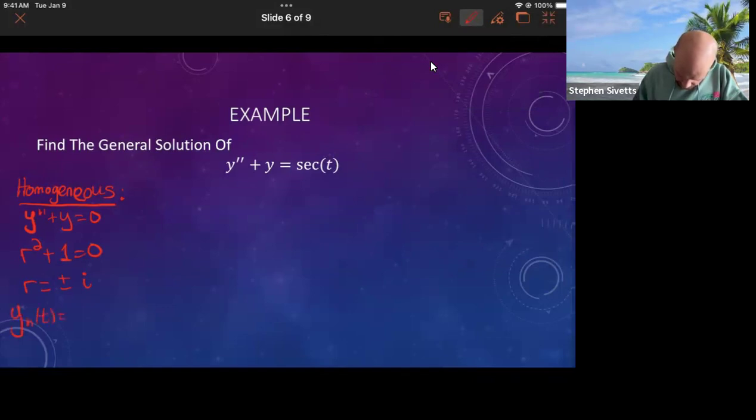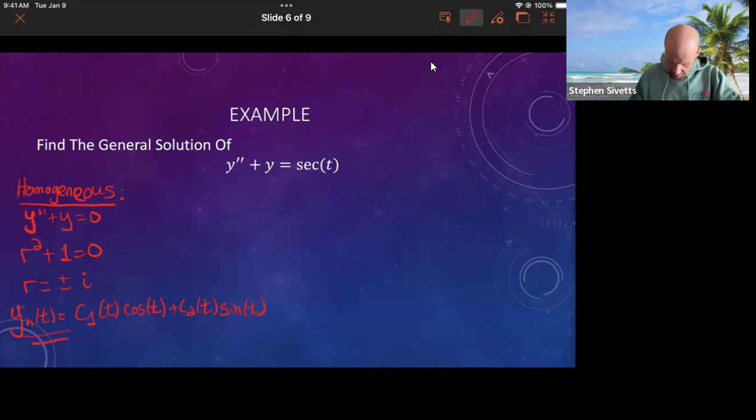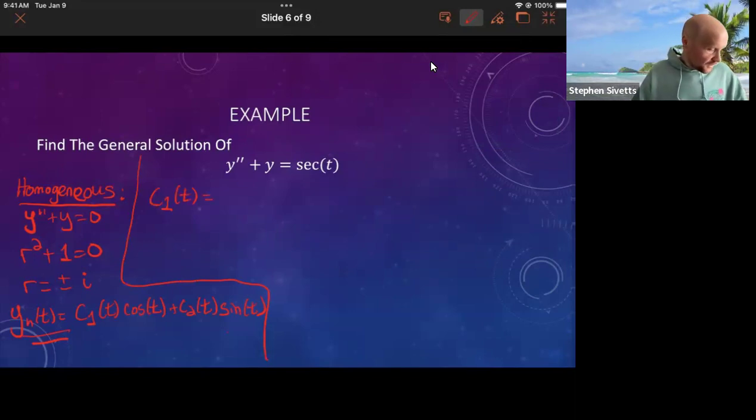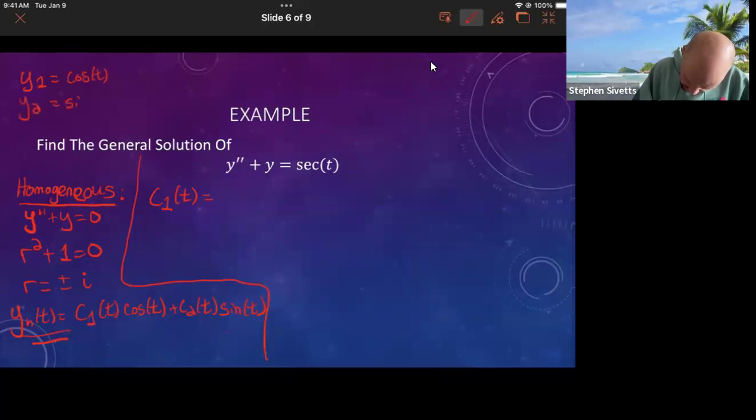So y h of t would equal c1 of t times cosine t plus c2 of t times sine t. That's the solution for the homogeneous equation. And then the next step is to solve for the C1 of t term and the C2 of t term. So we know that y1 is cosine t, and y2 of t is sine t.